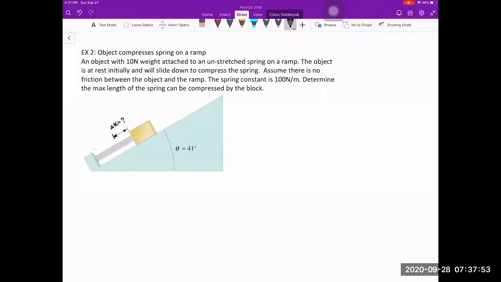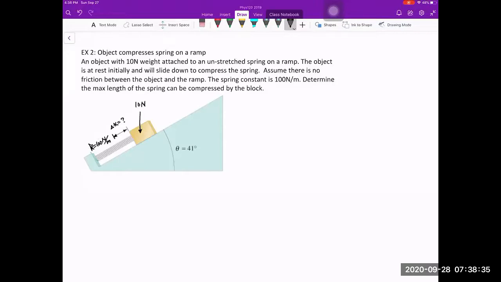The object given to you has a weight of 10 Newton. It also gives you the angle of this ramp. And there's no friction at all. We don't want to consider the friction. The spring has a spring constant k of 100 Newton per meter. Okay, then we want to find the delta x. And the thing we consider here is the box.